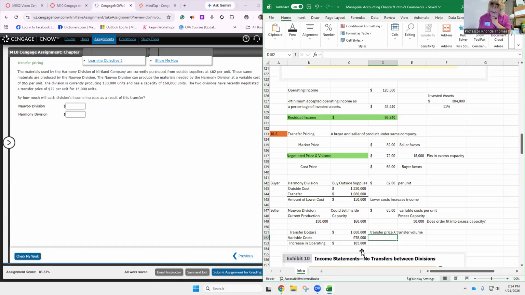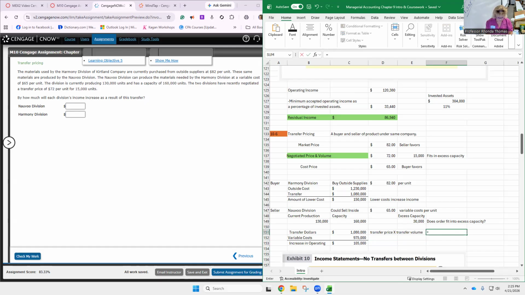Variable costs in total. So we want to subtract the transfer dollars that we would bring in by doing this 15,000. The transfer price, just so you know, is $72. Put it in here. And the volume is 15,000. Once again, this transfer volume is this number here. Let me move that. Hang on just a second.